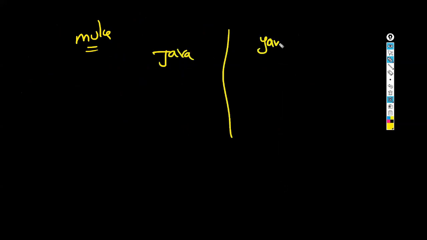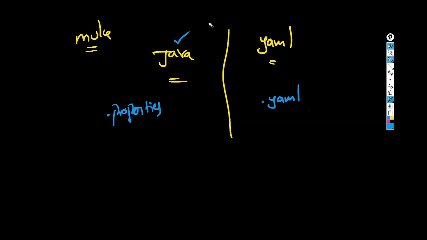Now, how can we create the properties? From the Mule point of view, there are two kinds of styles to define the properties. One is the Java programming style. The second one is the YAML programming style. In the Java programming style, all your properties are saved with the extension dot properties. In the YAML programming style, it is dot YAML. That's the first difference. So whenever we need to define any properties, there are two sets of things available.